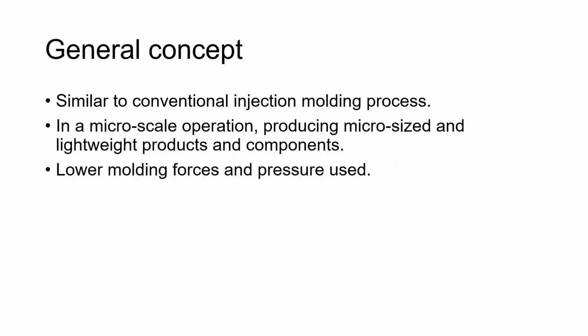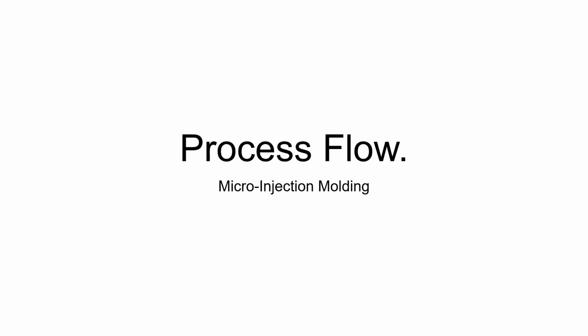As for the general concept on how this machine works, it is very similar to conventional injection molding. Therefore, all the processes involved in this micro injection molding process are very similar. However, it is done in a micro scale operation in order to produce micro-sized and also lightweight products and components. And the molding forces and pressure used are also lower. Next, I'm going to be explaining the process flow of this machine.